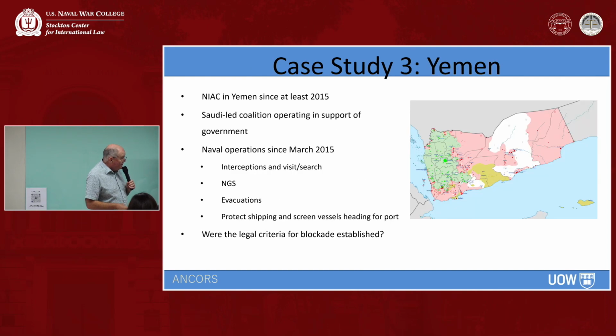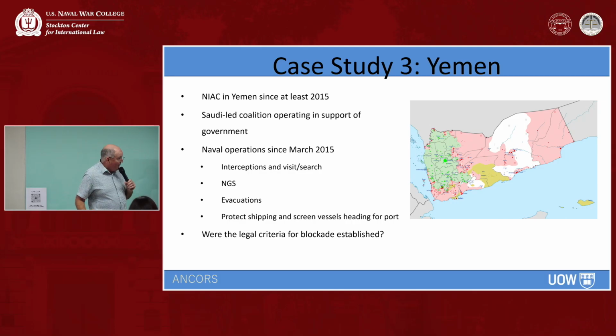And then the third one to quickly look at is, well, what has been taking place, at least in the case of Yemen. Was there in fact any blockade? There's certainly been naval operations taking place to try and stop vessels coming in and out of ports, but the legal criteria for a blockade in terms of everything that we list in the Newport Manual, I don't think that they were fully in place in that situation.